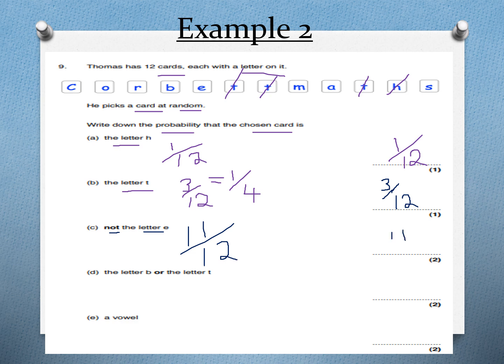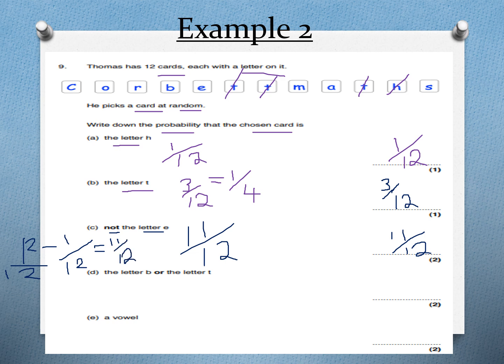So the probability that it's not the letter E is what I call the complementary. So it's 1 take away 1/12, and 1 whole can be written as 12/12. When you work it out, you get 11/12.